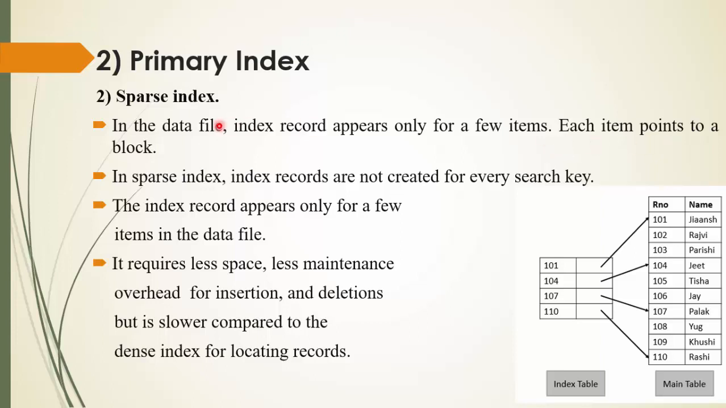Each item points to a block. Okay, so a block will be created. In sparse index, index records are not created for every search key, as I explained here. For every search key we do not have index records.